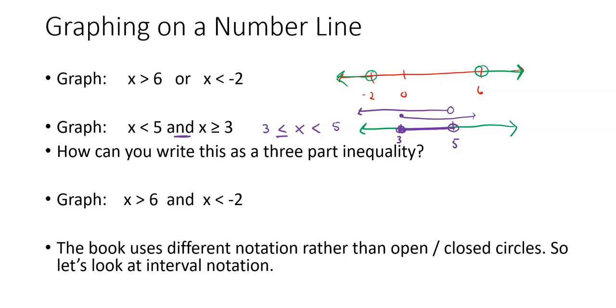Well, you can see if I graph the inequalities up at the top, where is the overlap between them? There's no overlap between them. There's no numbers that are both bigger than 6 and also smaller than negative 2. So if I have to graph this one, it's just an empty number line. There's no solution. There are no numbers that are both greater than 6 and less than negative 2.